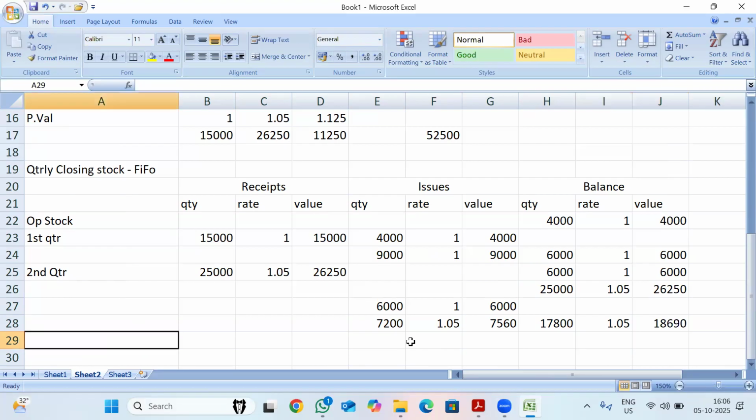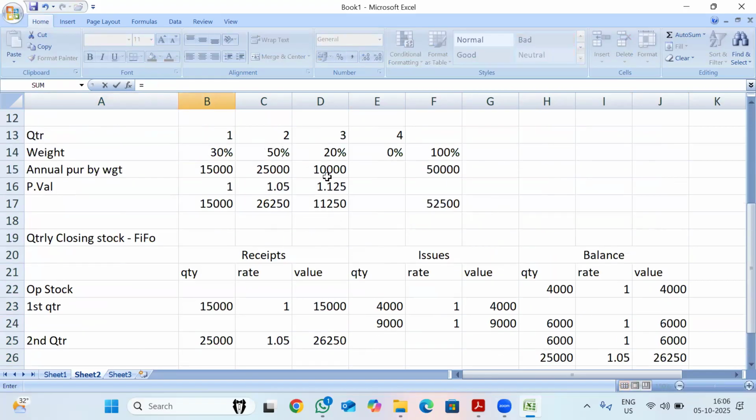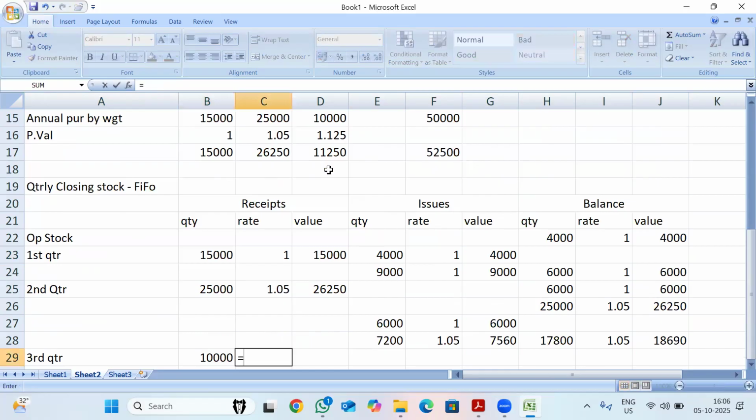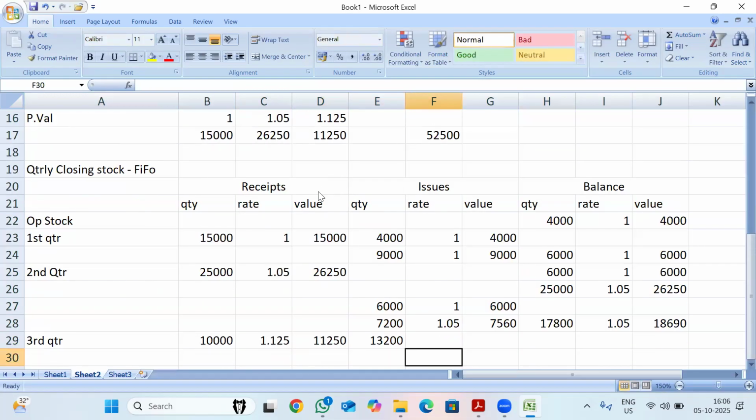Then let's move on to third quarter. Third quarter purchases 10,000 units. Rate is 1.125. Value is 11,250. Now my issue is 13,200. In this 13,200, I already have in my opening balance itself, so this entirely will be gone at 1.05. So 13,200 into 1.05, so 13,860.